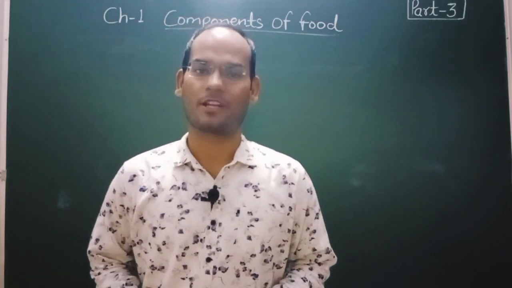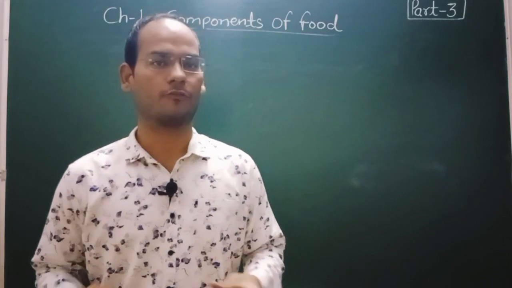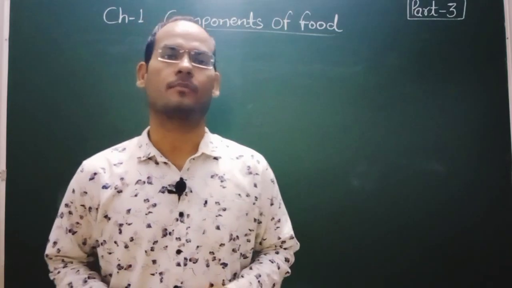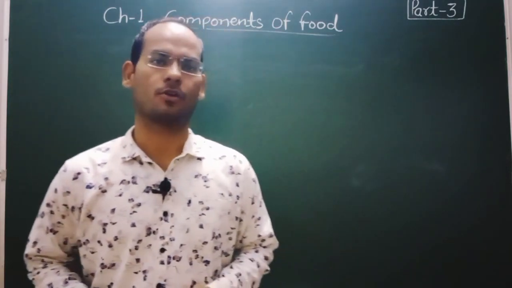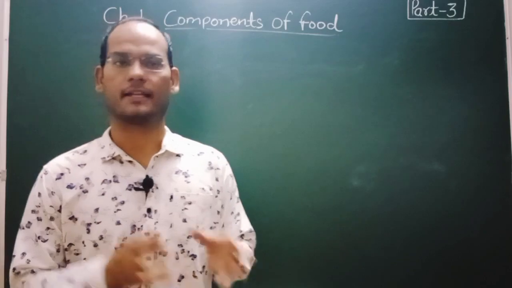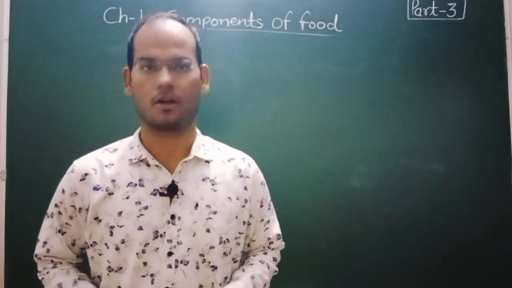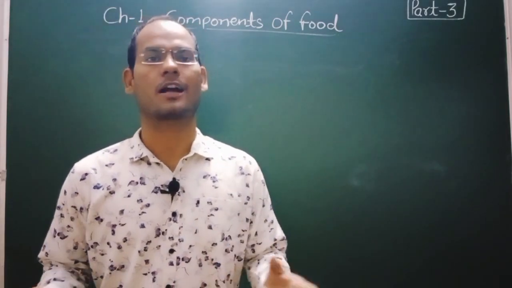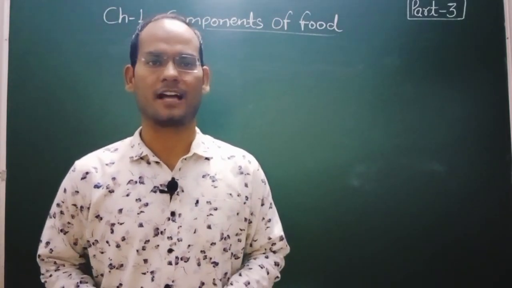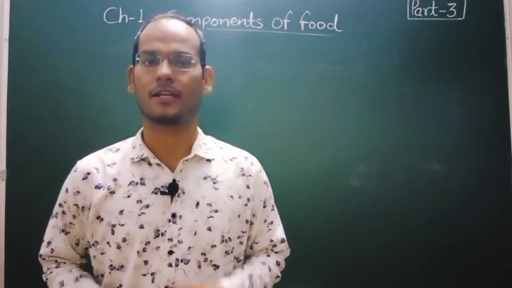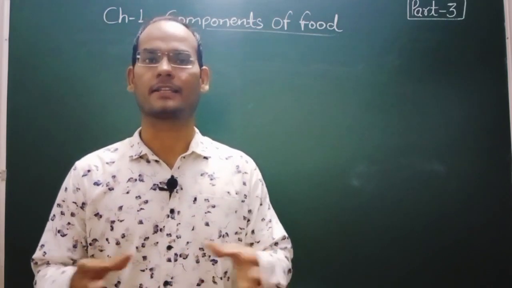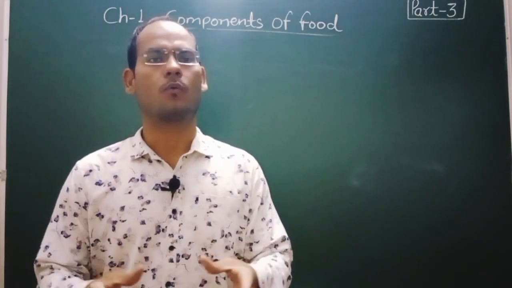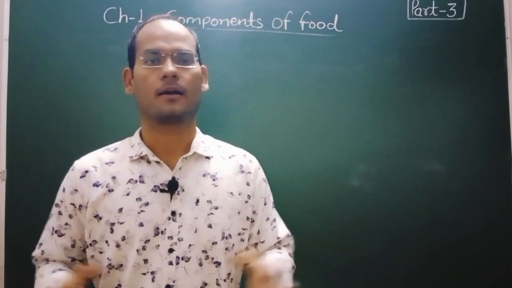We are continuing chapter number one, Components of Food, Science class 6, part number 3. In this video, we will talk about the fat and protein nutrients of food. In the previous part, we studied carbohydrate. As we know, carbohydrate is the energy giving nutrient because it provides us energy. So in this video, first we will talk about fat.